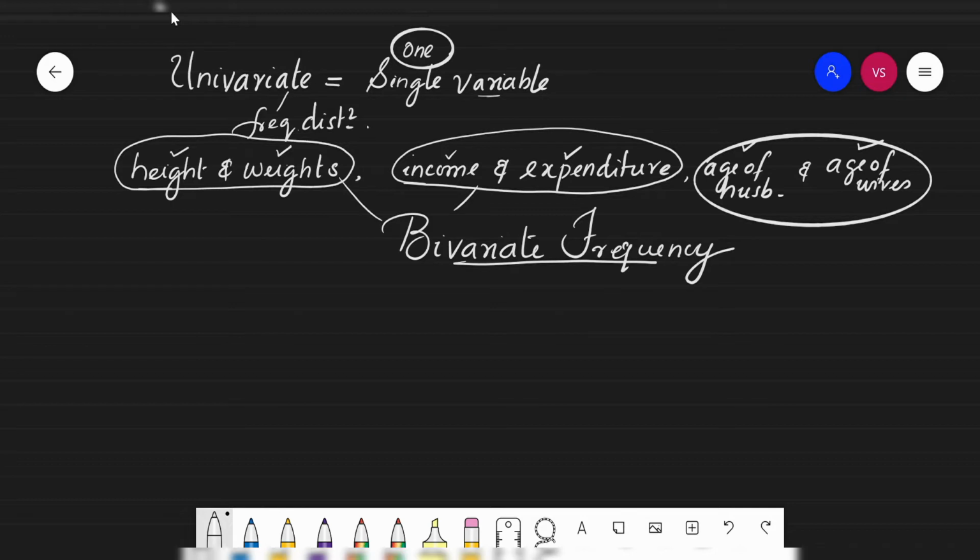It is the frequency distribution of two variables put together. Frequency distribution of two variables together, we call this a bivariate frequency distribution.